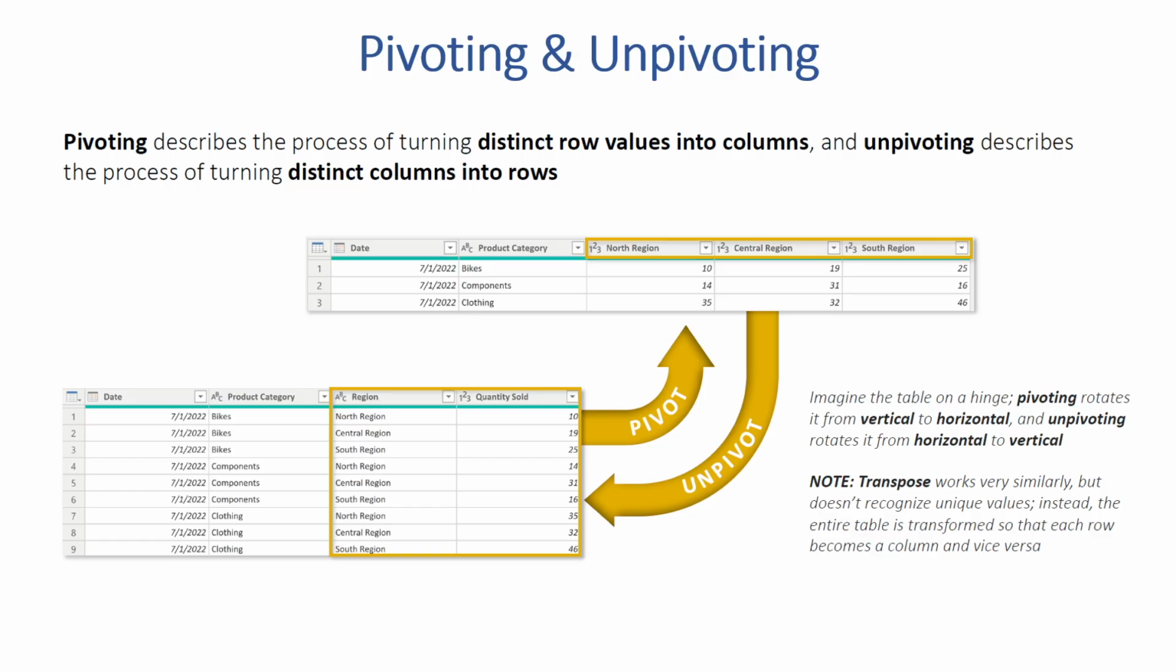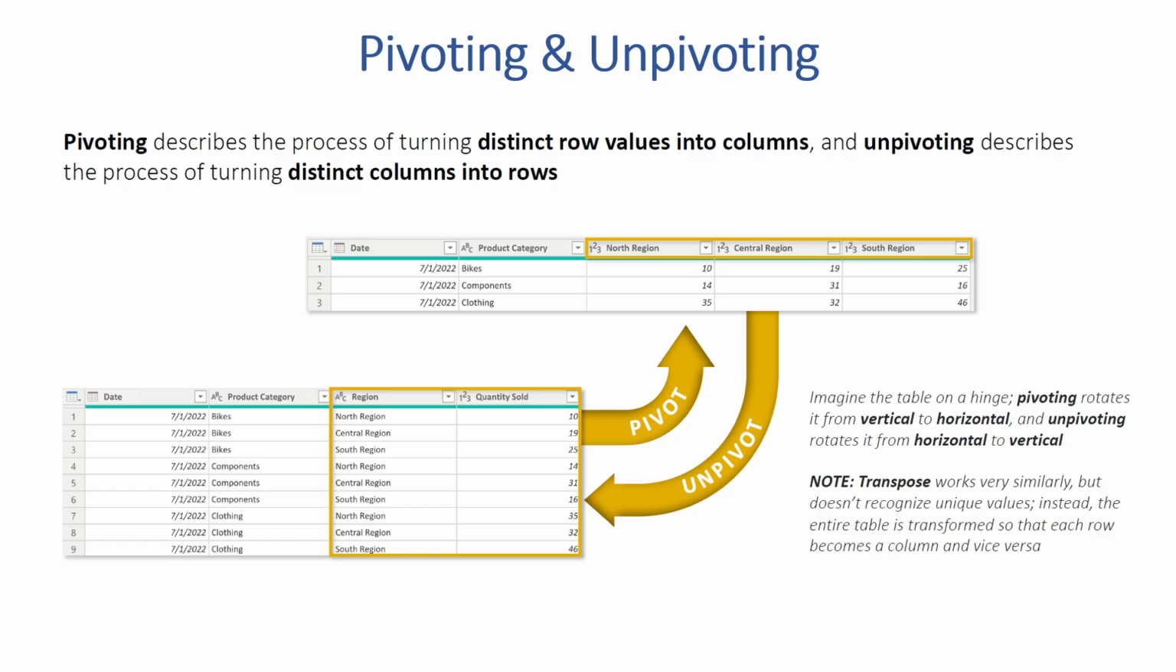So let's try to understand what is the pivot and what is the unpivot. Pivoting describes the process of turning distinct row values into columns, and unpivoting describes the process of turning columns into rows.